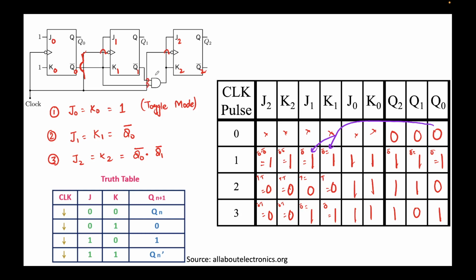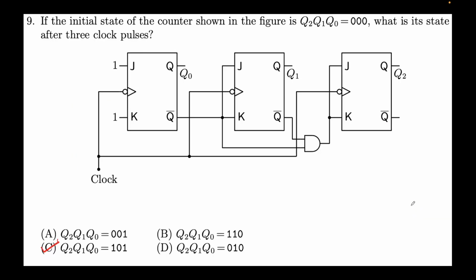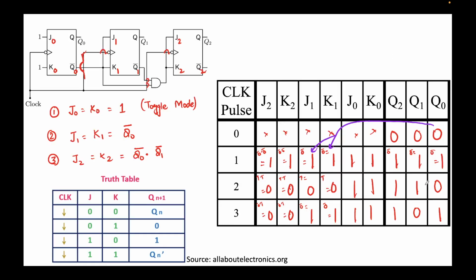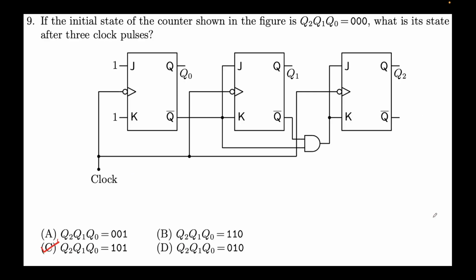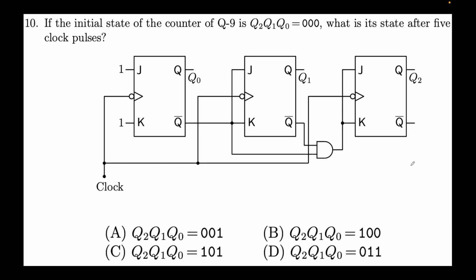So we populate these inputs, we get the outputs. Then for the second clock pulse, again we populate the inputs based on these expressions. We get the output, and the same goes for the third row. We repeat, and we get the answer as 1, 0, 1. So you can see that the value is changing: 1, 1, 1, then 1, 1, 0, then 1, 0, 1. Let's see how far we go. Same problem, but now we are required to find the state after 5 clock pulses.